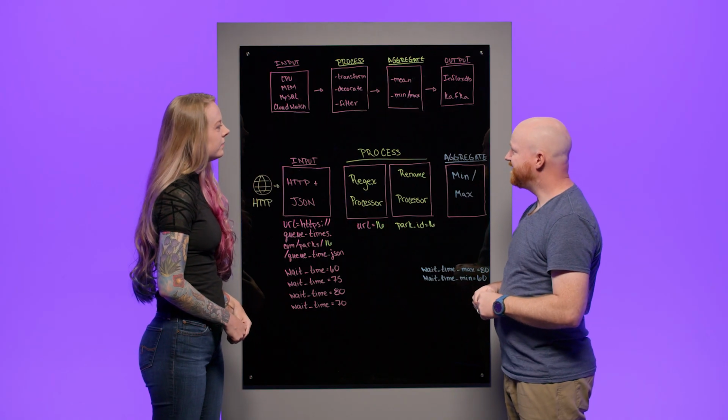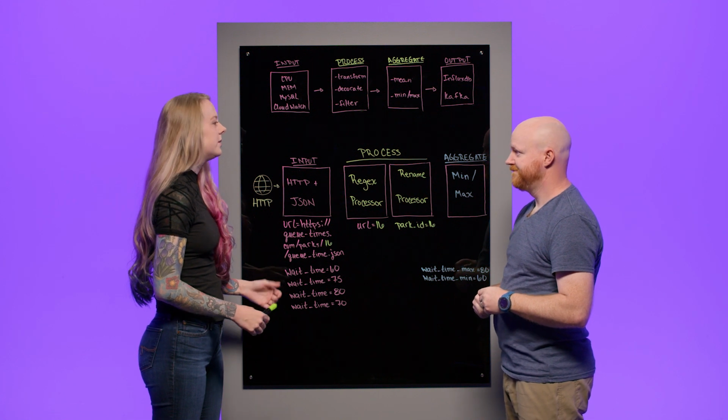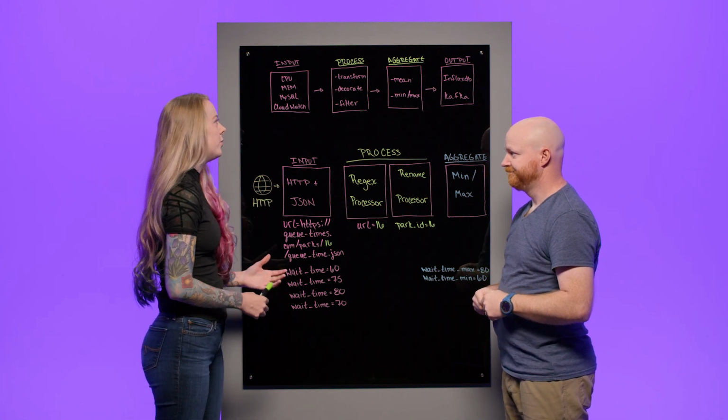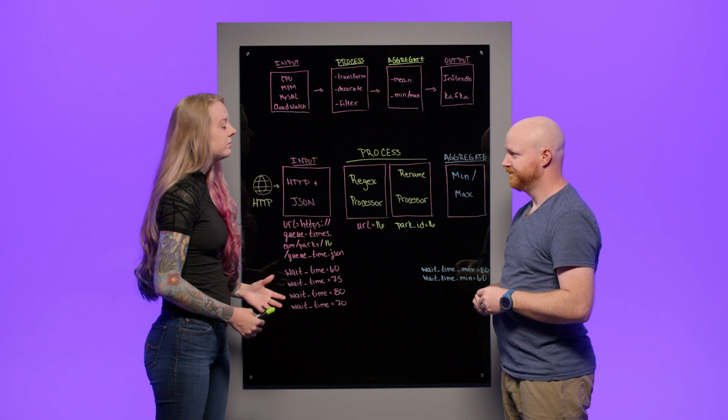Okay, and how many of these can I use? You can have as many linked together as you want, or you can have only processors, or only aggregators, or none at all. Okay, very cool. So could you walk us through an example of how this all fits together end to end?